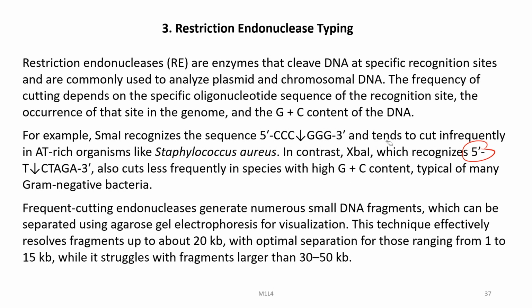gram-negative bacteria. Frequent cutting endonucleases generate numerous small DNA fragments which can be separated using agarose gel electrophoresis for visualization. This technique effectively resolves fragments up to 20 kb with optimal separation for those ranging from 1 to 15 kb, while it struggles with fragments larger than 30 to 50 kb. Another important technique is the pulse field gel electrophoresis or PFGE.